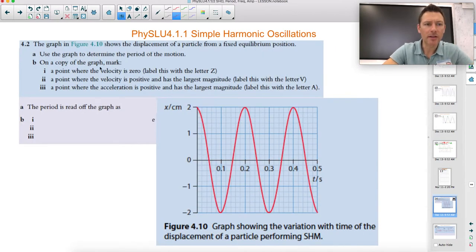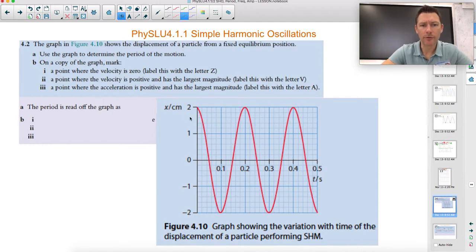So what I'd like you to maybe try is look at this graph and find a couple of pieces where the velocity is zero, where the velocity is positive and has the largest magnitude, so it's going up the fastest, and a point where the acceleration is positive and has the largest magnitude. Pause me until you're ready.